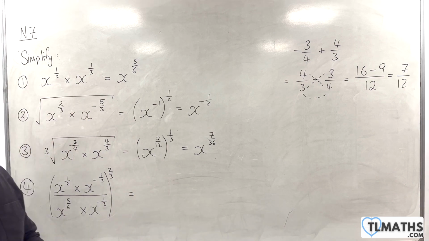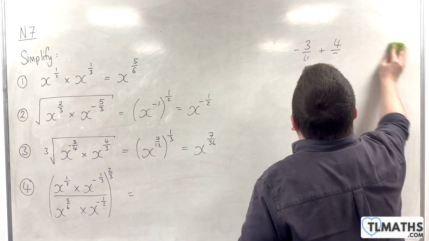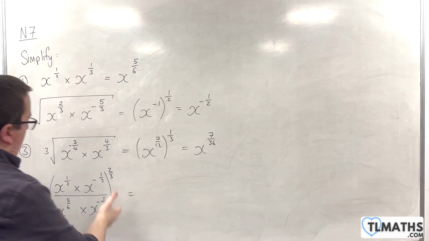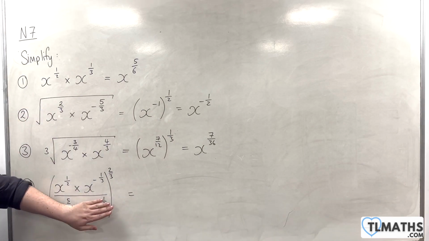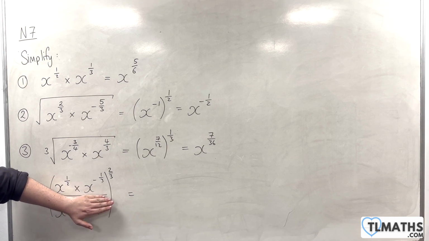Okay, right, we've got our last one now. So again, let's just do this in stages. So ignore the bracket, ignore the 2/3, ignore the denominator. Let's just focus on the numerator. We have x to the 1/2 times by x to the minus 1/3.